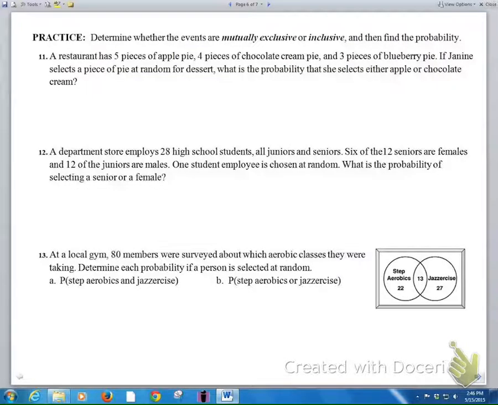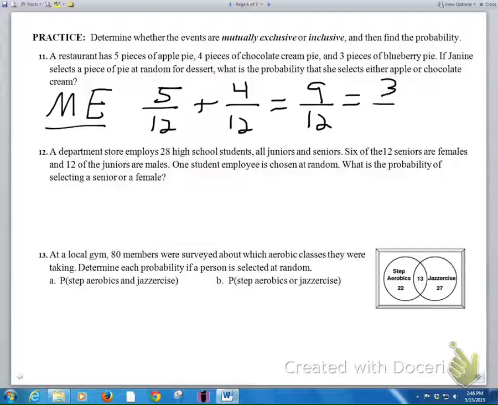Determine whether it's mutually exclusive or inclusive, then find the probability. A restaurant has 5 pieces of apple pie, 4 pieces of chocolate cream pie, 3 pieces of blueberry pie. If Janice selects a piece of pie at random for dessert, what is the probability that she selects either apple or chocolate? Well, this is mutually exclusive. It's got no overlap. So apple would be 5 out of your 12 possibilities. And then chocolate is 4, and you add them together and you reduce.